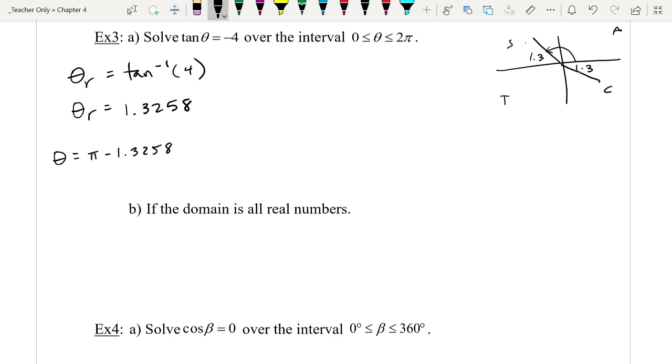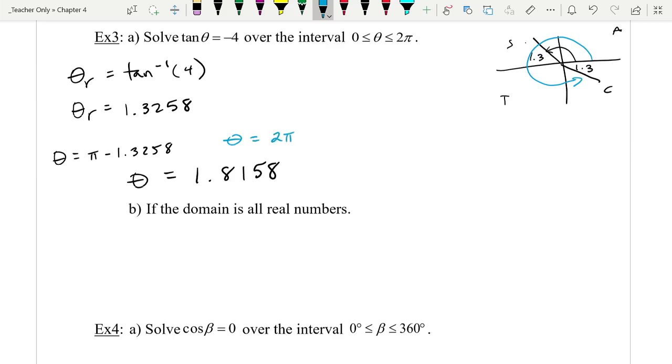Okay, so once again, so I don't lose the accuracy on those decimals, I'm going to store this in my memory. And then I'm going to go pi minus that answer. So the first answer is 1.8158. And you don't put a degree symbol on it. Remember, that's radians.